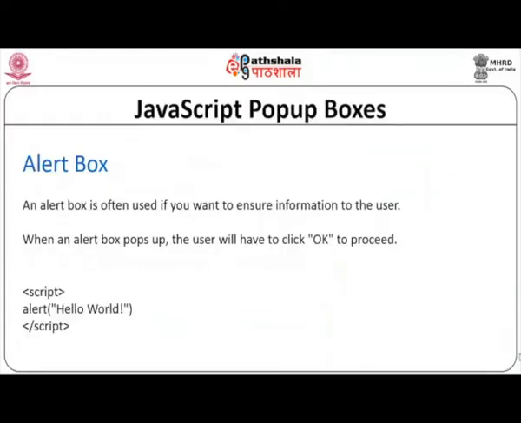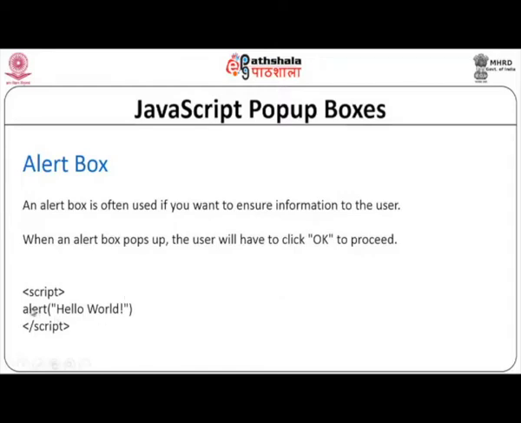Before we enter into the objects, let us see the three dialog boxes which are supported in JavaScript. There is a box called alert box in JavaScript. This is often used if the user wants to ensure some information. When the alert box pops up, there would be an OK button, and if you click the OK button, the user can proceed.